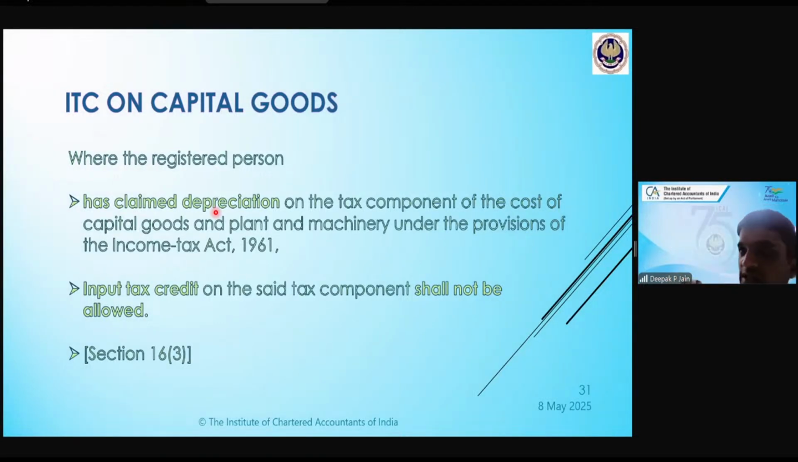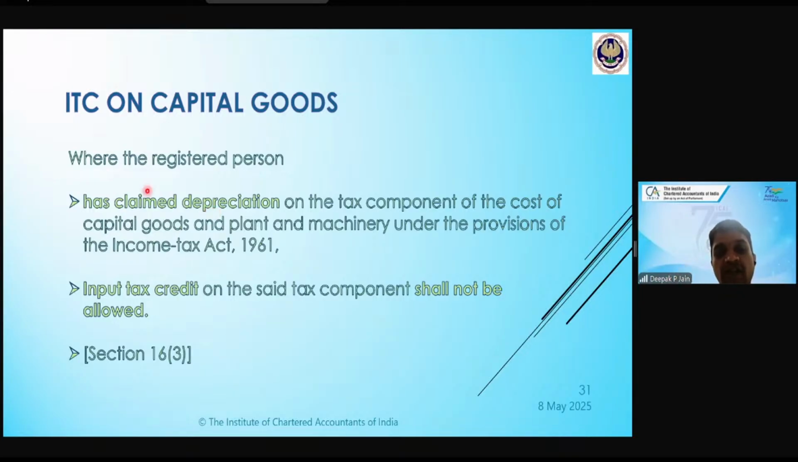You know that in income tax, on the capital goods which you are capitalizing, you can claim depreciation, which means that is also a benefit given to you. Depreciation is a benefit, right? Because it's an expenditure which is reducing your income tax liability, right? So will you get depreciation benefit and GST benefit both? No, you'll get only one benefit.